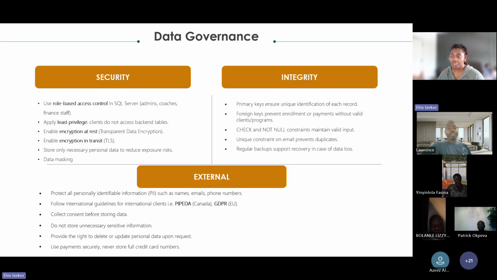I think the credit card information will fall under this, phone numbers, email addresses, we're protecting all of that. Then we're also making sure that we're following international guidelines because, like I said, we're getting clients from all over the world, right? Places like Canada have their own guidelines, so we need to follow that. The EU has its own guidelines, we need to follow that as well. We're going to be getting consent before we store data, and we're also going to let the clients know we're storing that data, and use secure methods of payment to store credit card information and so on.